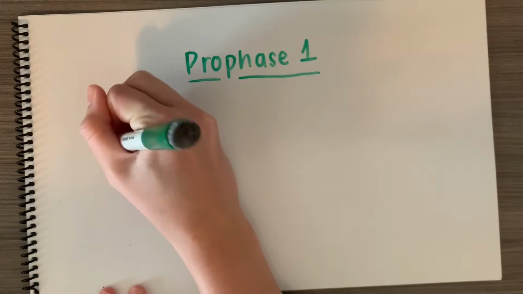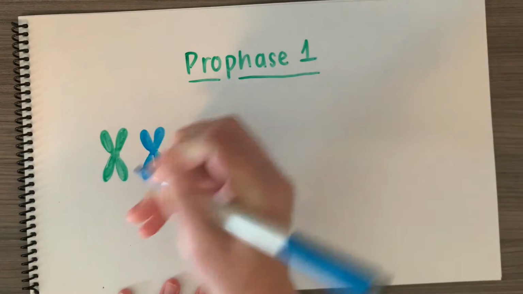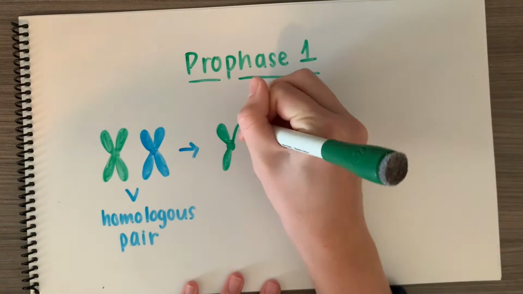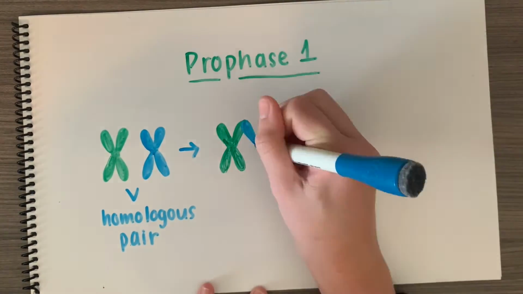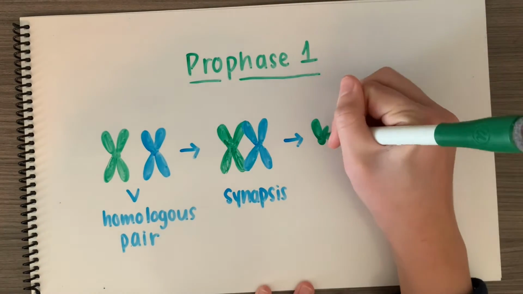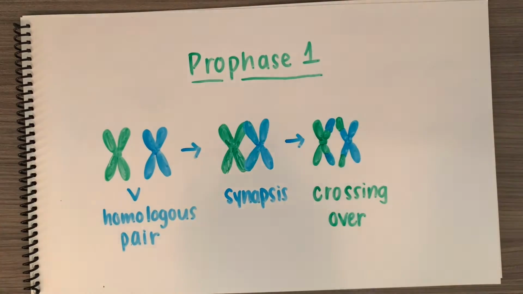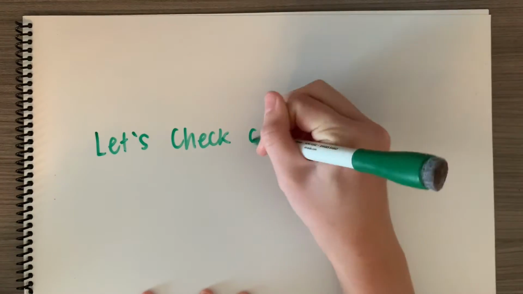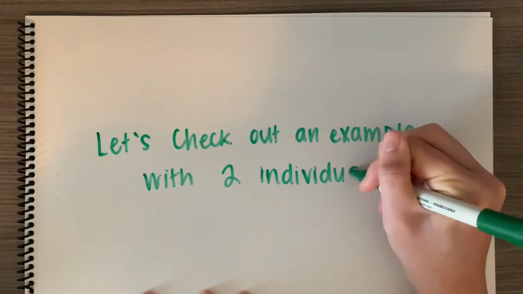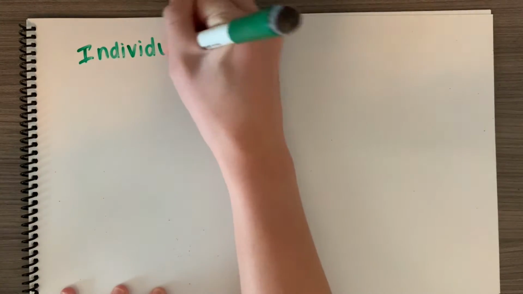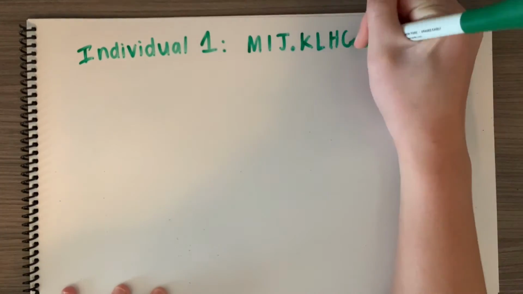Here is a quick illustration showing how homologous pairs match up during prophase 1 and synapsis occurs to create a crossover event. Let's check out an example with two individuals. Individual 1 has the following chromosomes.